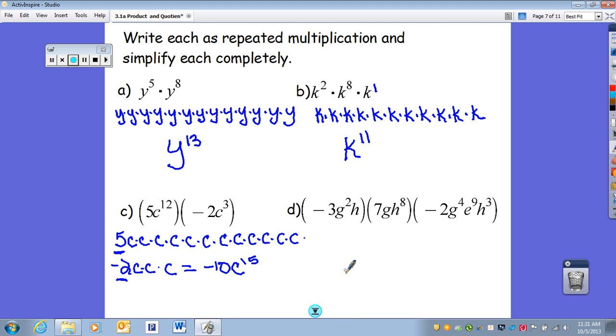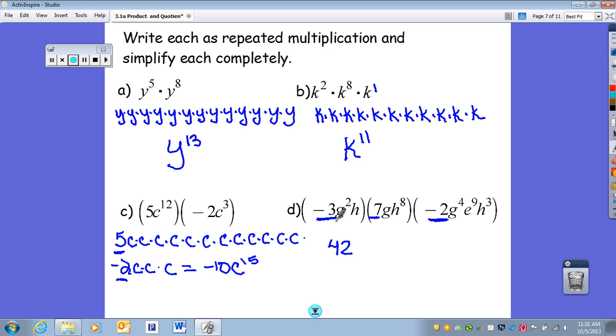Let's see on letter D if we can simply put these together without having to do the repeated multiplication. So we're going to change the order. I want to multiply the leading coefficients together. In other words, the numbers out front. The -3, the 7, and the -2. I'm going to multiply all 3 of those together. So -3 times 7 is -21, times -2 would be 42.